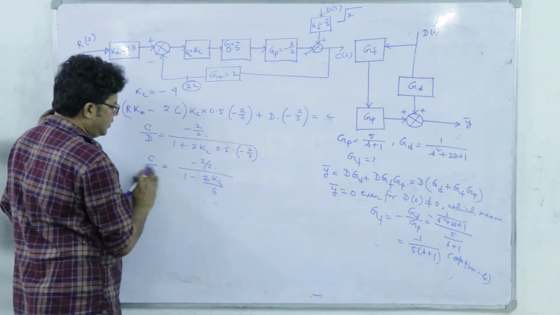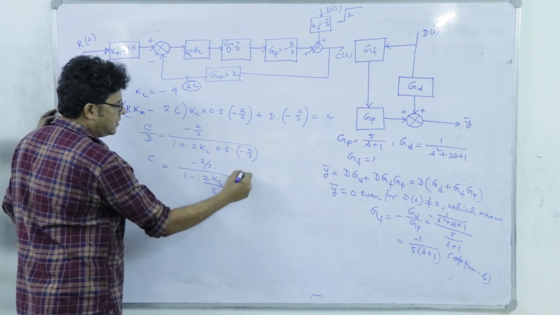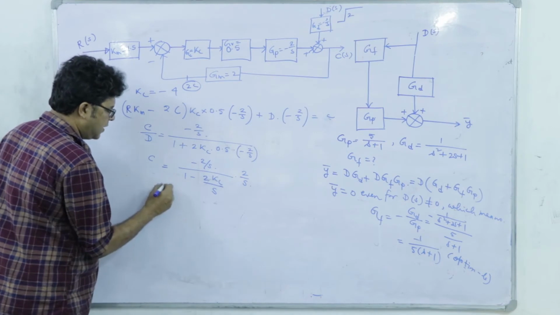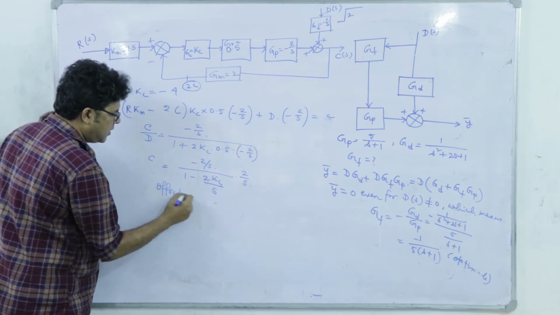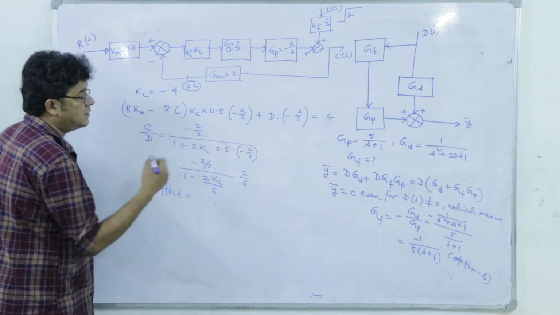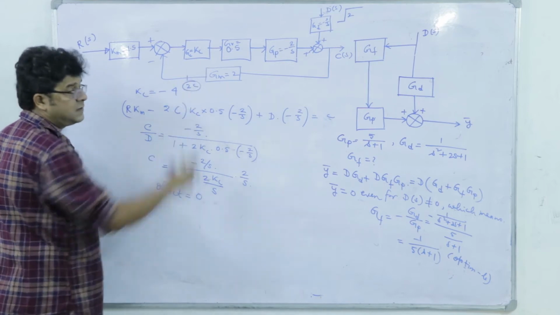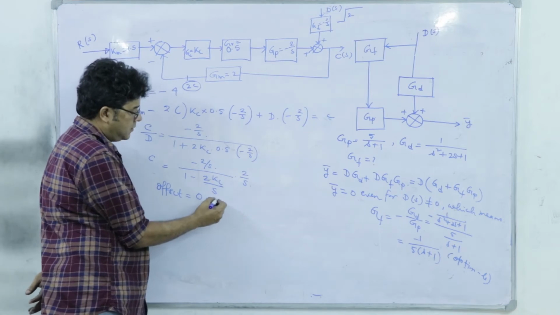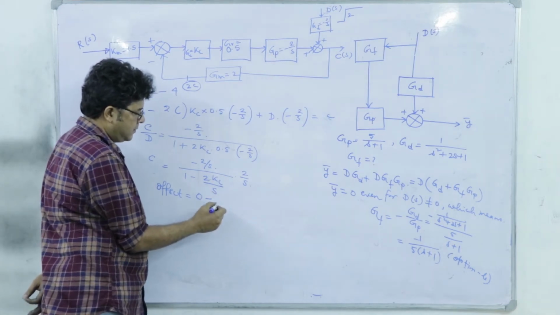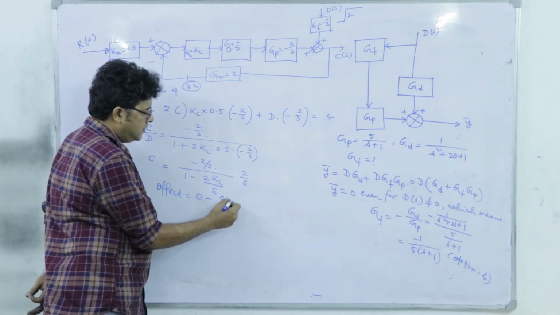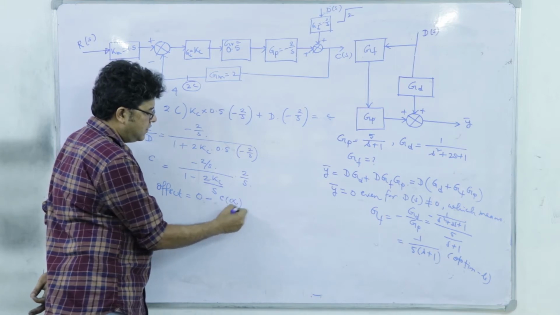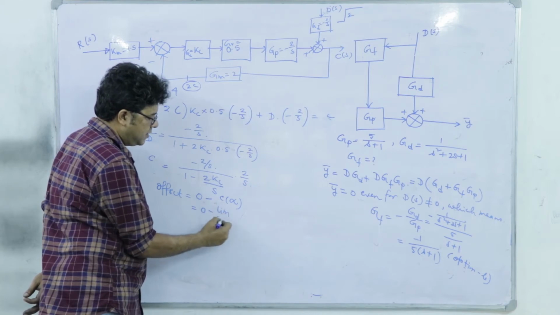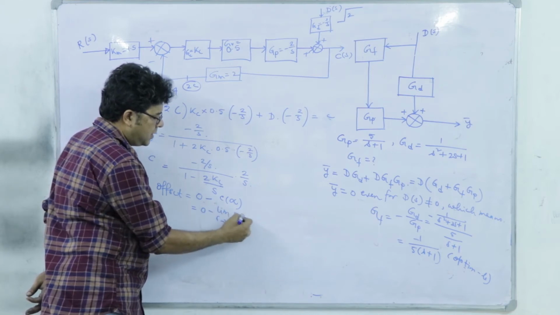So, we have introduced this D as 2 by S. Okay. So, what is the offset? Offset is the desired change of the C, which must be 0 because we are changing the disturbance, minus this actual C, that is C at infinity. So, which from the final value theorem is limit S tending to 0, S into C bar S.